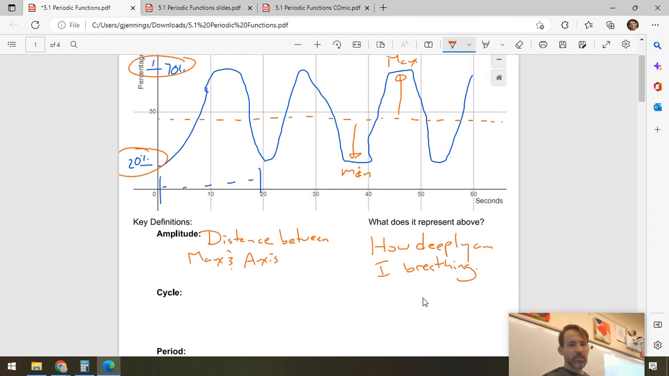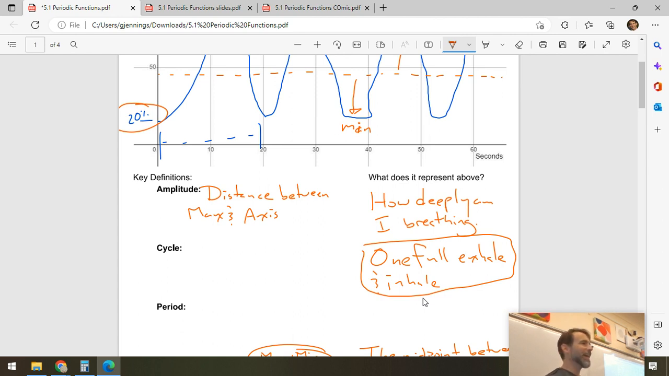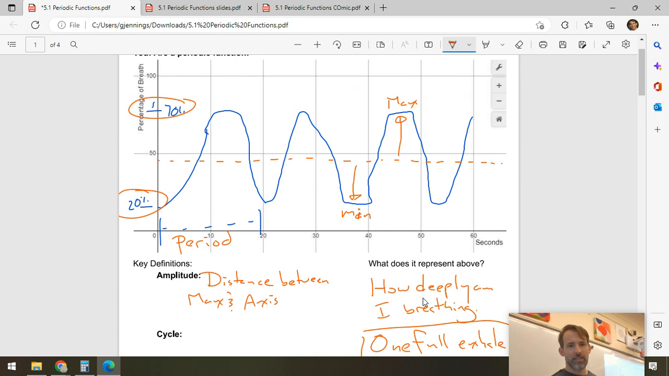Okay. Now, what's a cycle? One cycle would be, in this case, one full breath. One full exhale and inhale. That would be one cycle. And what's the period? Well, the period is the length of one cycle. So here I have the period of one breath. And I wasn't trying to time this to make it 20 seconds. You'll see it's actually a little shorter than 20 seconds.